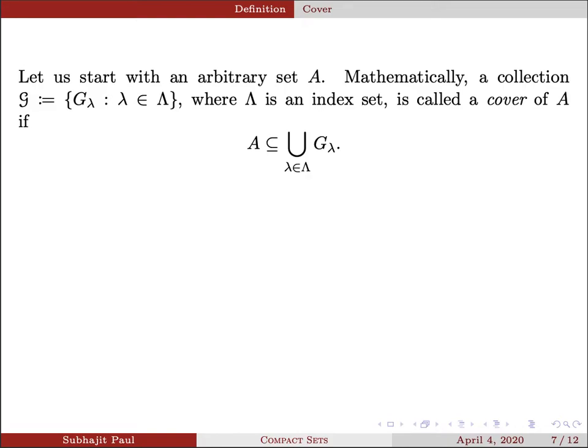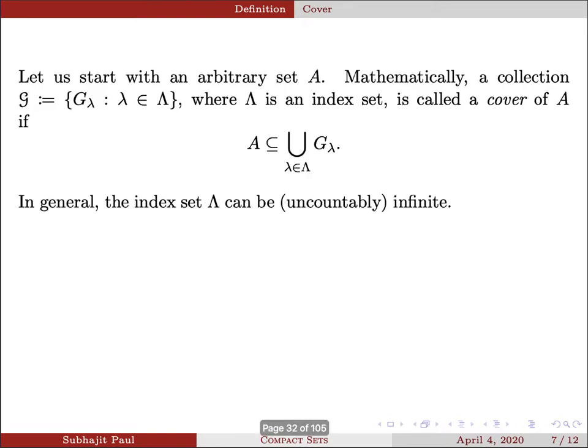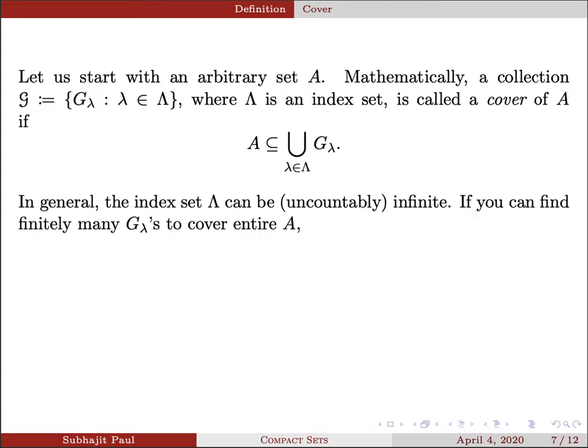Now what is a subcover, a finite subcover then? In general, the index set capital Lambda can be uncountably infinite as well. If you can find finitely many G lambdas to cover your entire A, just like the example in the football company, you had infinitely many leather patches available to you, but you do not need all of them to cover the bladder you are holding.